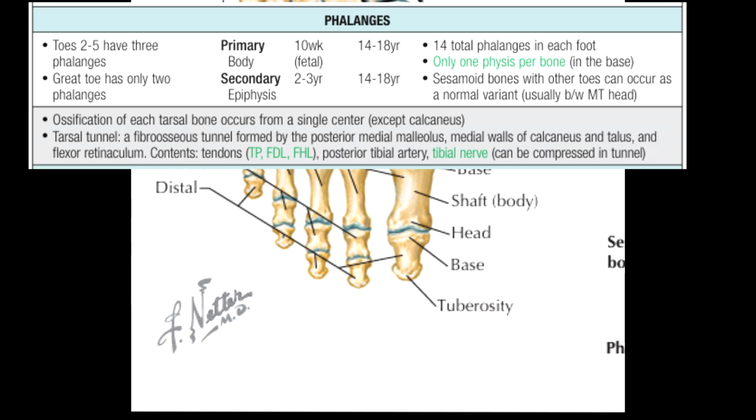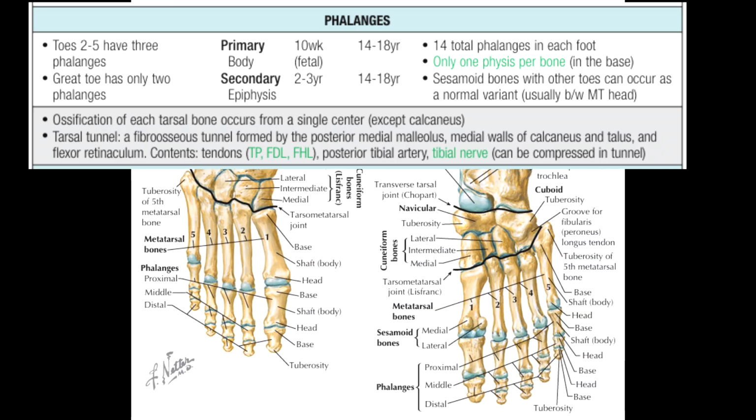and precise motion. Ossification of the phalanges begins around 10 weeks of fetal life for the primary centers, with secondary ossification centers appearing between 2 and 3 years of age, and final fusion by late adolescence, between 14 and 18 years. The growth plates are usually located at the bases of the phalanges, and once again, each phalange ossifies from a single center, except for the hallux, which can occasionally present with a bipartite distal phalange, an anatomical variant that must not be mistaken for a fracture.